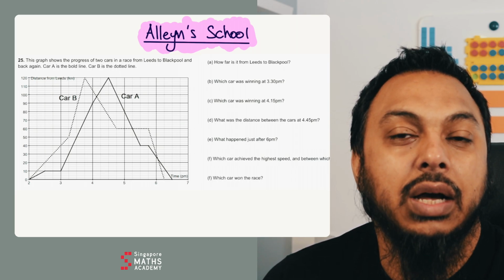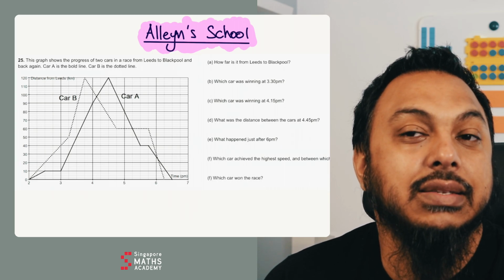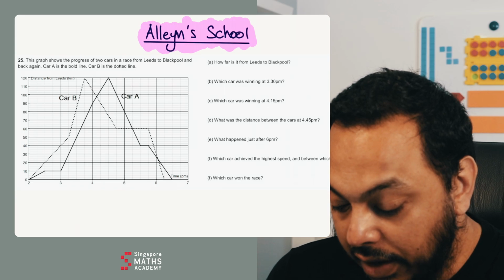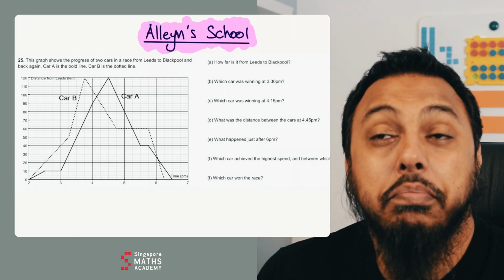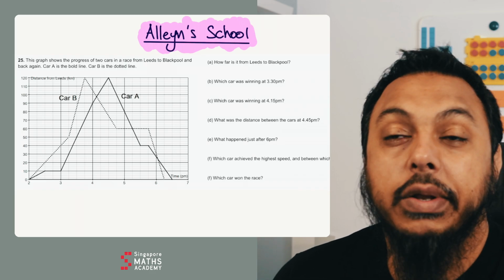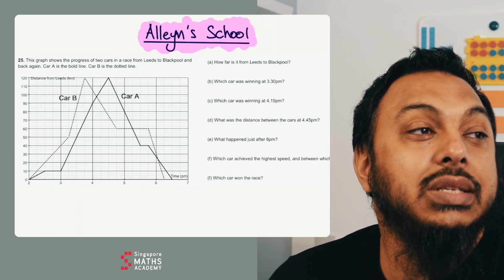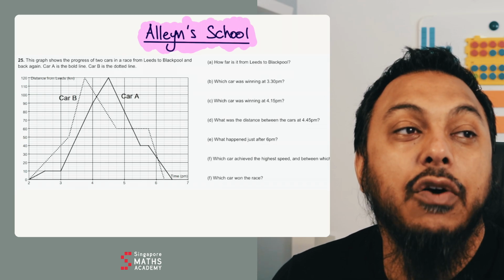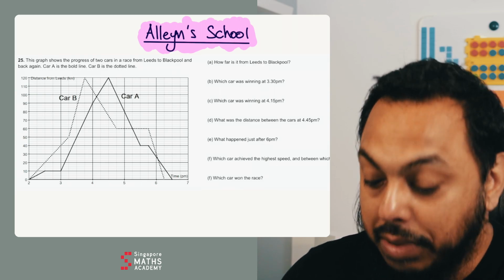So this is a time and distance graph. We can see the time at the bottom. It says 2, 3, 4, 5, 6, 7. That's PM, it says. So basically it's 2 o'clock, 3 o'clock, all the way to 7 o'clock. And you've got a distance in kilometers on the y-axis. And it says, firstly, how far is it from Leeds to Blackpool?